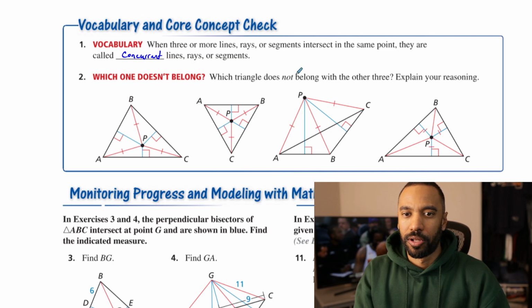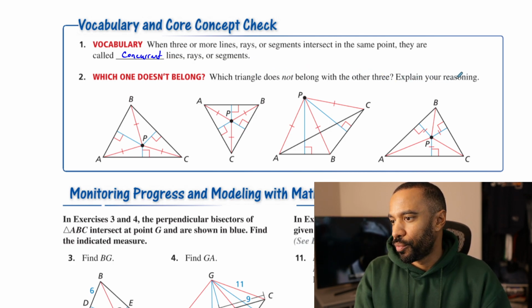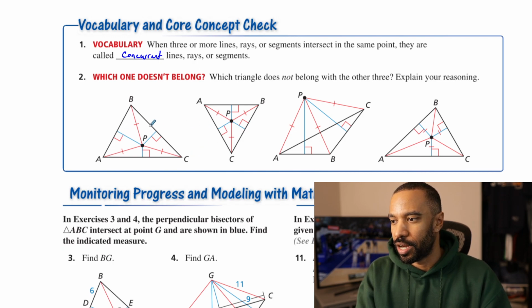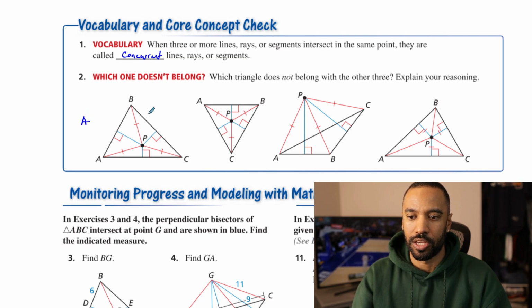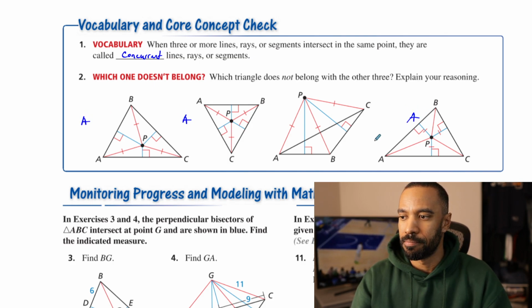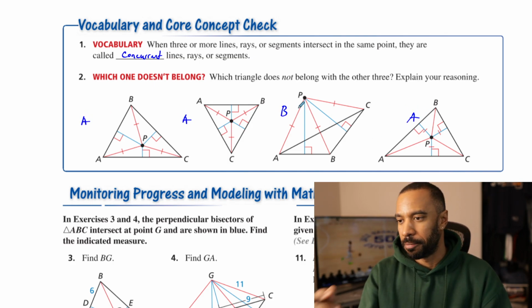Okay, which one doesn't belong? Which triangle doesn't belong with the other 3? Explain your reasoning. The black represents the triangles. So what we see here, I do see 3 acute triangles. Boom, boom, boom. So that's a thought. It could be that these are the same, and then this is the different one. Odd man out.